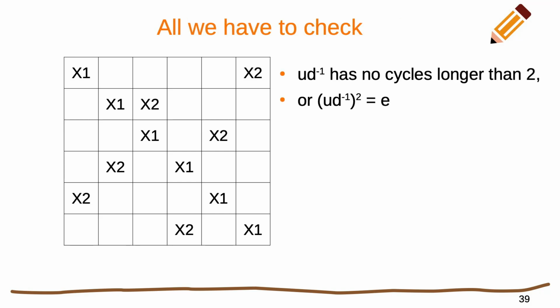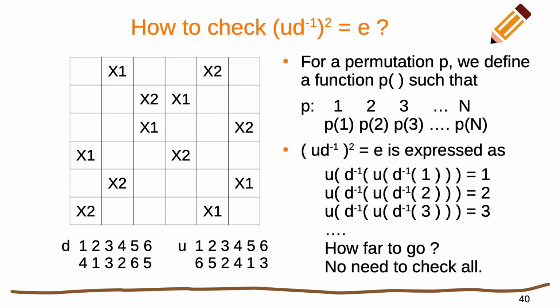With this fact, the criterion for identifying a magic square becomes simple. UD inverse must have no cycles longer than 2. In other words, if UD inverse is squared, it must equal the identity. We are now at the final stage of the discussion and are going to dive into a deeper and more concrete level of the calculation.